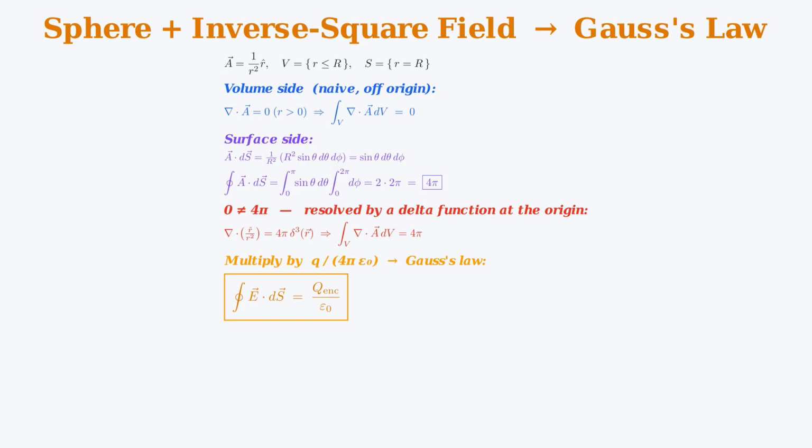And here is why this matters. Multiply both sides by q over 4 pi epsilon 0. The field 1 over r squared r hat becomes the electric field of a point charge q. The surface integral becomes the flux of E. The volume side becomes q over epsilon 0, the enclosed charge over epsilon 0. That is Gauss's law in integral form. Gauss's law is exactly the divergence theorem applied to the inverse square field, with the singularity properly handled. Every Gaussian surface calculation in electrostatics is built on this.